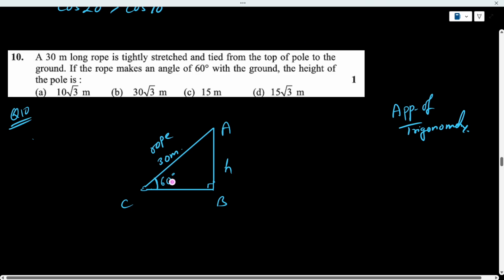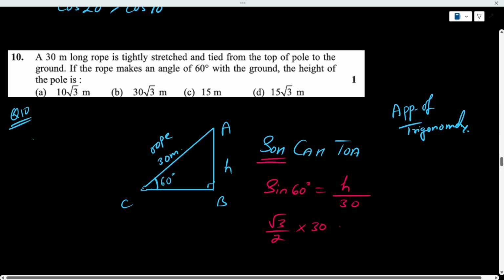If you remember, we have learned SOHCAHTOA with respect to acute angle. This is opposite, this is hypotenuse, right? So what is the rule I'm going to use here? SOHCAHTOA, opposite by hypotenuse. Opposite by hypotenuse means sine. So I can take here sine 60 equals h, which is AB, by 30. Right, and sine 60 is how much? Sine 60 is root 3 by 2, times 30 equals h. So my right option is going to be 15 root 3.